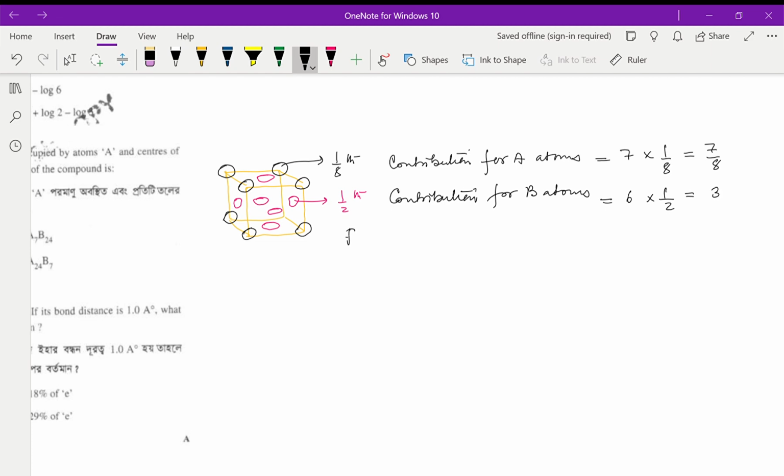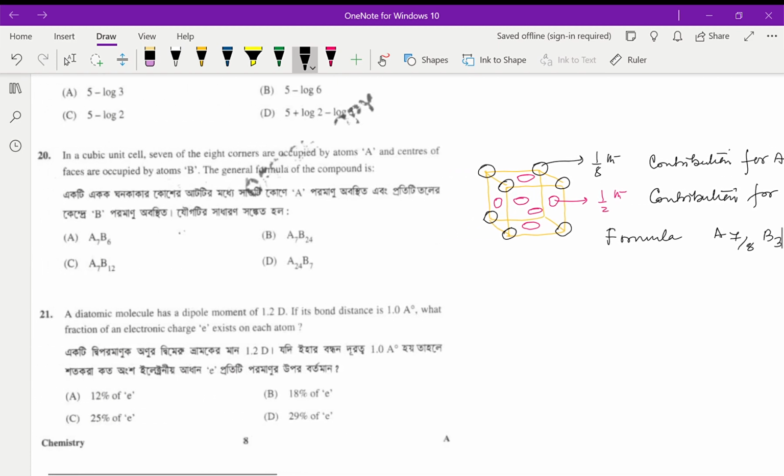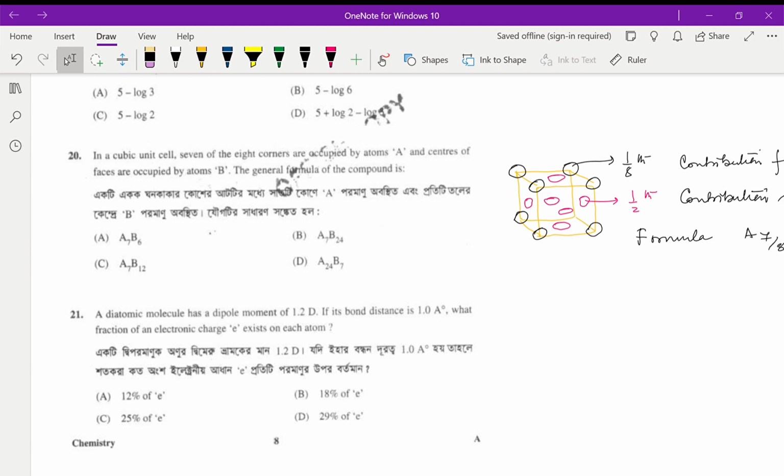So for the formula, we will say it is A 7 by 8, B 3. If we multiply throughout by 8, then the formula stands out to be A 7, B 24, and that should be our answer. So if we check the options, B is our answer.